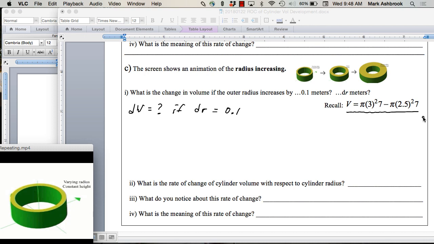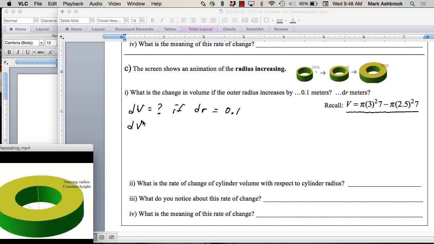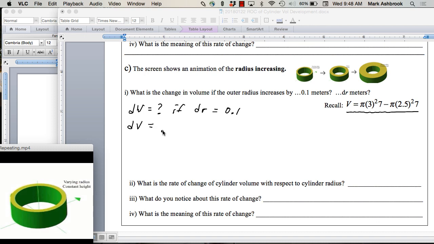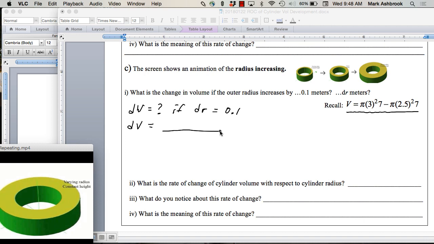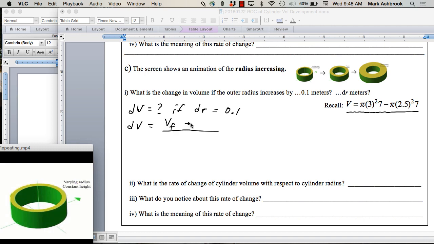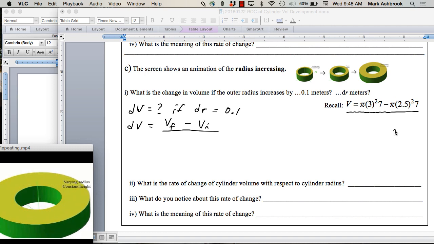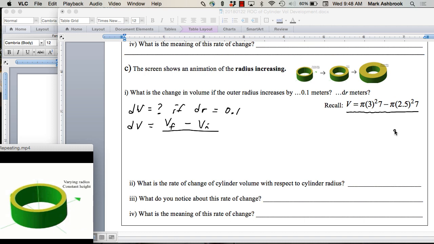So what was our general form to get dV again? dV is going to be, in general, you said V sub F minus V sub I. Agree with that? That's right. So in general, it's going to be a final volume minus an initial volume. And each of those volumes is going to be calculated this way, right? The initial volume will be a difference because there's a hole in it. And the final volume will be a difference because there's a hole in it.